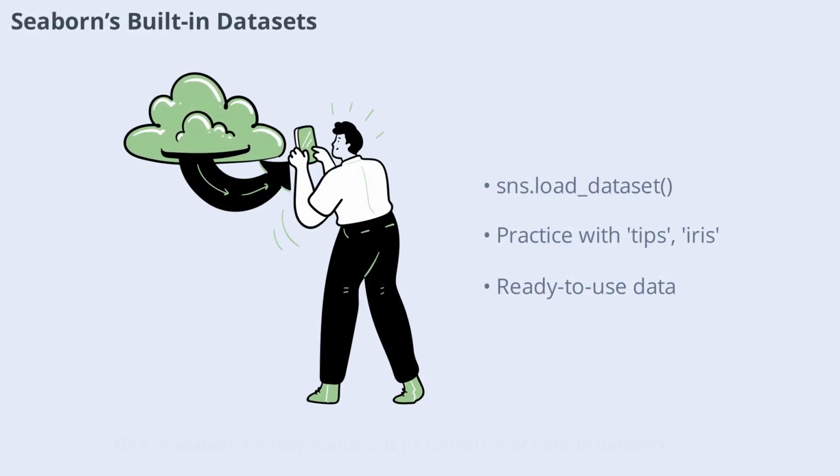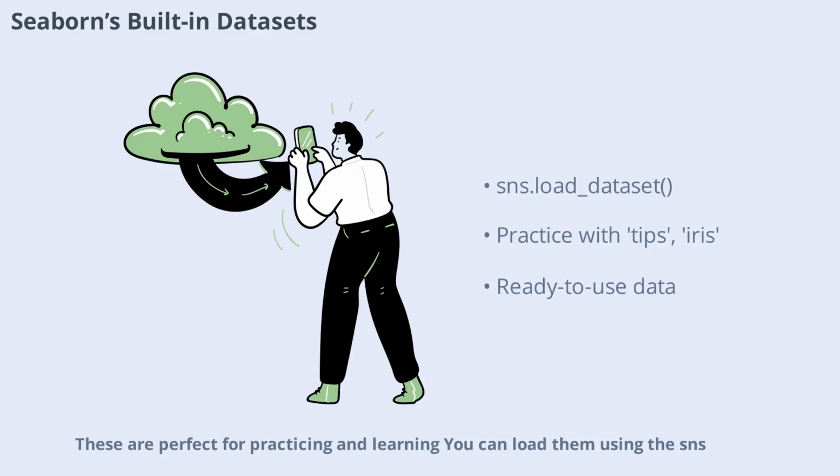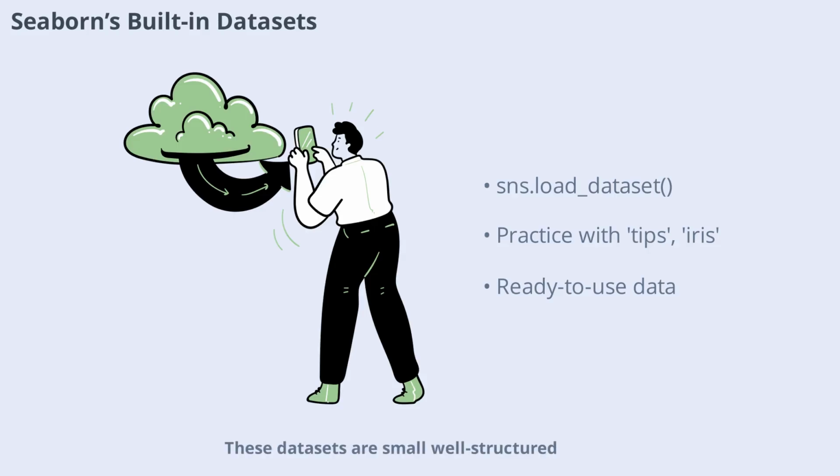One of Seaborn's handy features is its collection of built-in datasets. These are perfect for practicing and learning. You can load them using the sns.load_dataset function. Popular examples include tips, iris, and titanic. These datasets are small, well-structured, and ideal for experimenting with different plot types. Let's load the tips dataset and take a quick look at its structure before we start plotting.